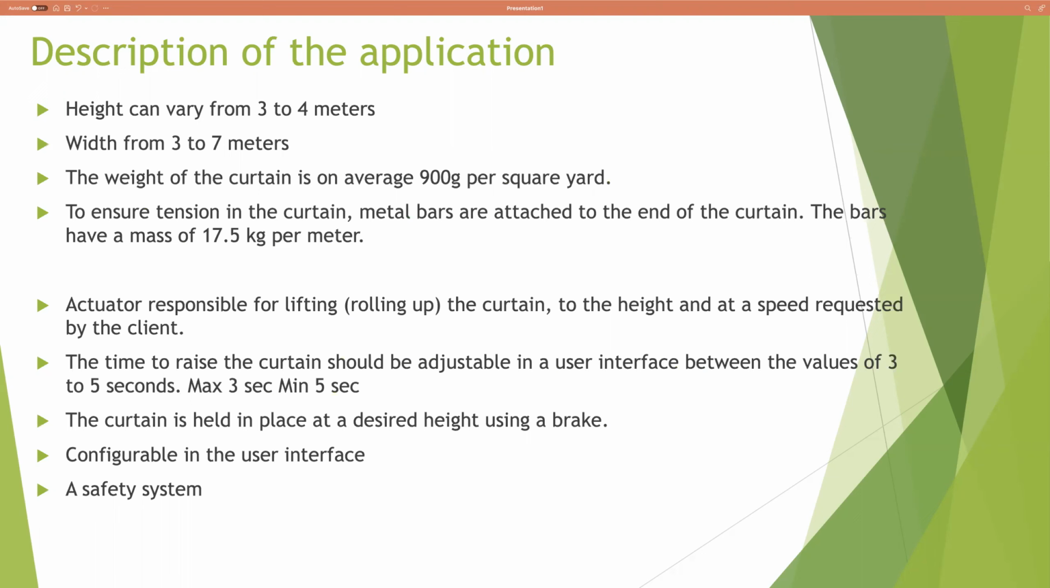Its height is going to be 3 to 4 meters. Its width is going to be 3 to 7 meters. The weight on average of the curtain is 900 grams per square yard. And to ensure tension, some metal bars are attached to the curtain, and these bars will have a mass of 17.5 kilograms per meter. So anyways, that's the description of our application: just basically a door that must open and close automatically and manually, safely, and that's pretty much it.